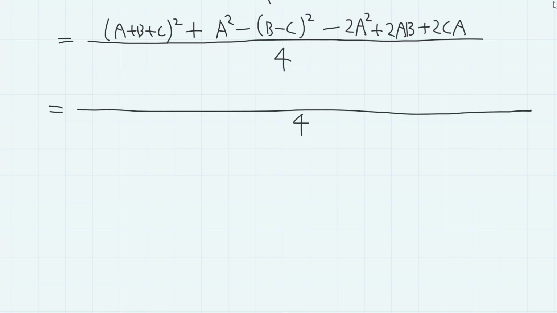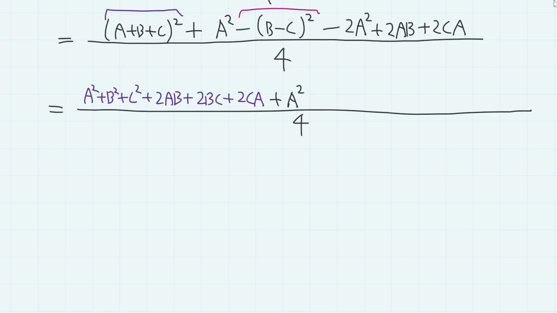So if we expand everything, from this part, we have this, then a squared, and from this part, we have minus b squared plus 2bc minus c squared, then minus 2a squared plus 2ab plus 2ca.